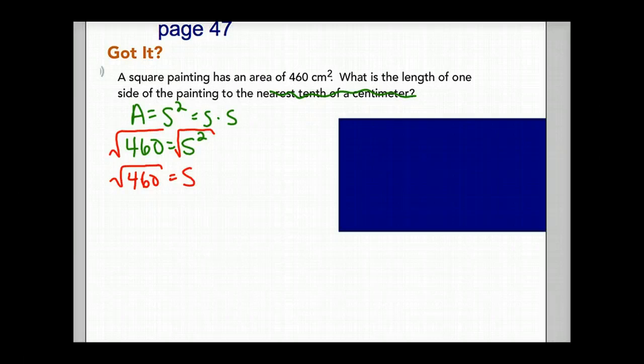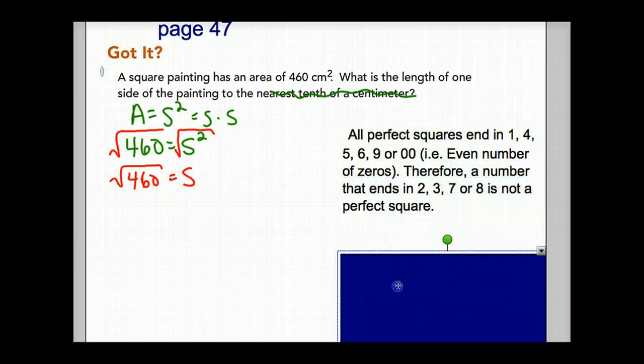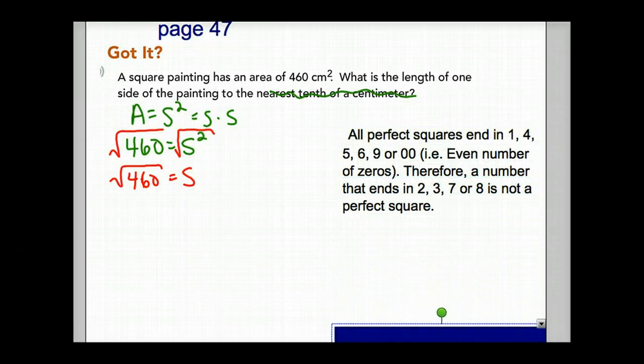And you might be asking yourself, well, could the square root of 460 be a perfect square? Could it be an even number? Well, we know it's not, and here's the reason why. All perfect squares end in either 1, 4, 5, 6, 9, or a double zero. This only has one zero. So we know that it's not a perfect square. A number that ends in 2, 3, 7, or 8 is not a perfect square. So what we want to do is figure out what's the nearest perfect square to this.